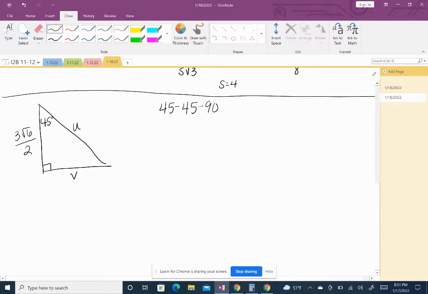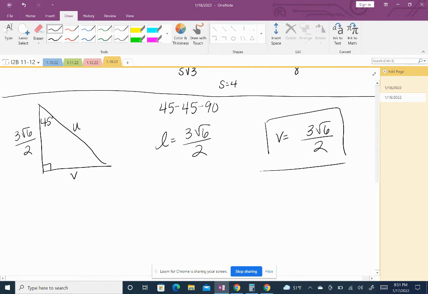Okay, so 45, 45, 90. I know that this is going to be my L. So L is equal to 3 square root of 6 over 2. I already know this V is L, no matter what. I don't have to change anything. So V is equal to 3 square root of 6 divided by 2.